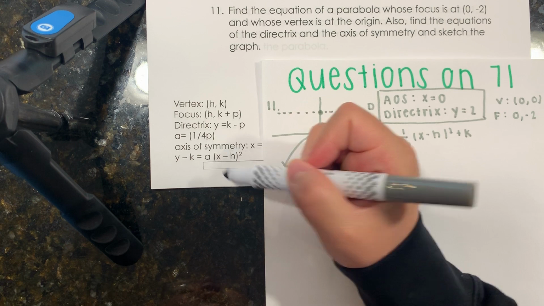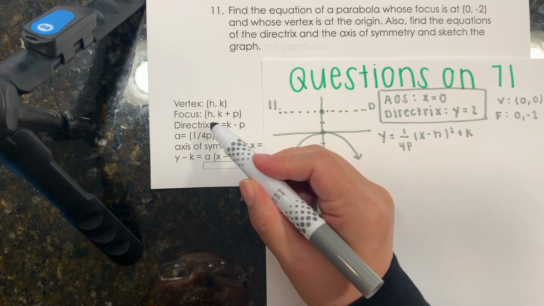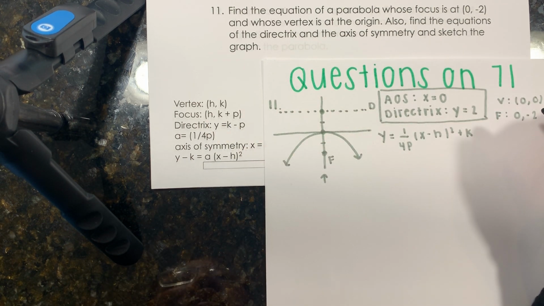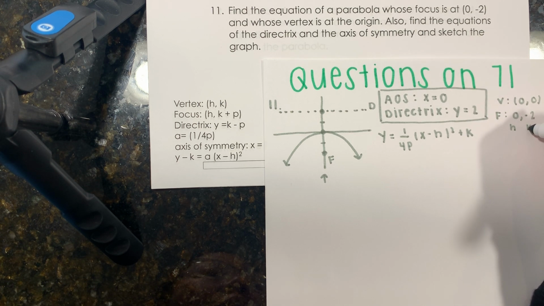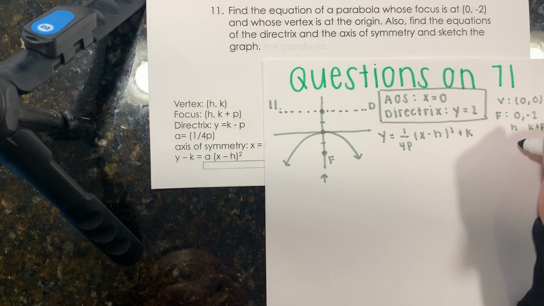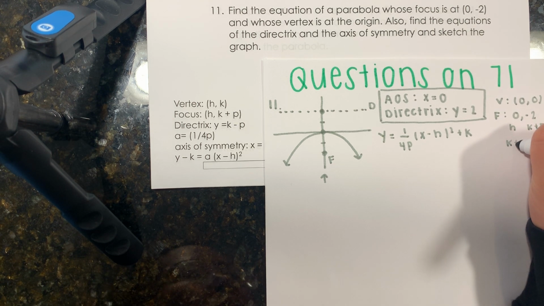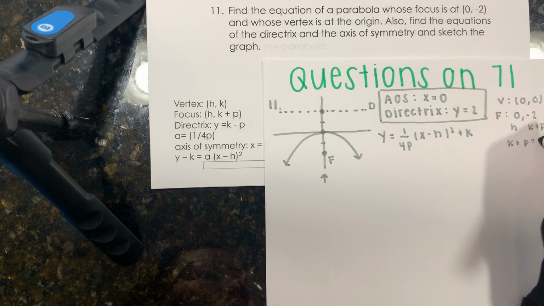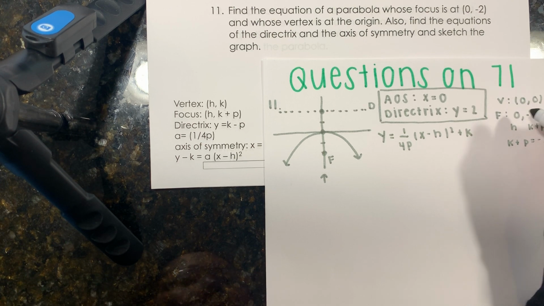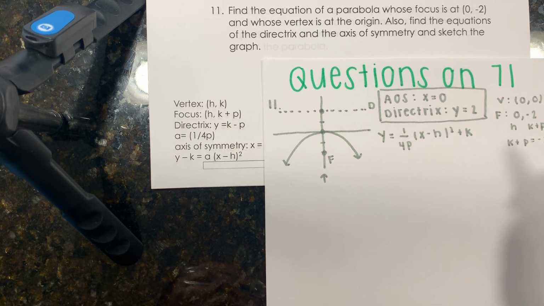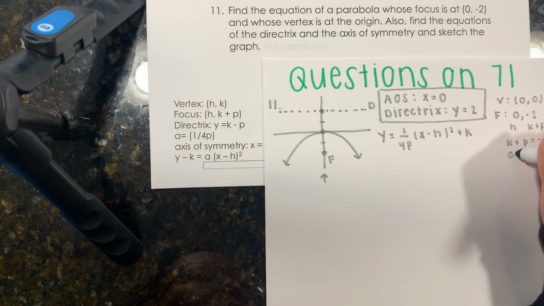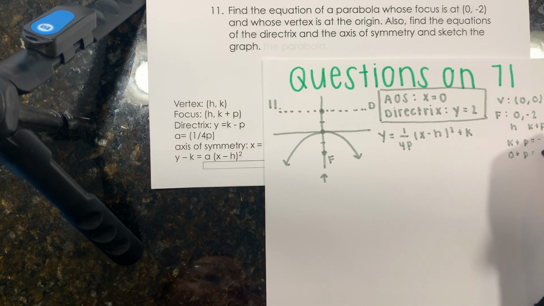If you look over here at your little cheat sheet, it says the focus is h, k plus p. So my h is going to be 0, and my k plus p is going to be equal to -2. And I already know that k is equal to 0 because this is the x and y coordinate of the vertex. So my k is equal to 0, which means that p is equal to -2.